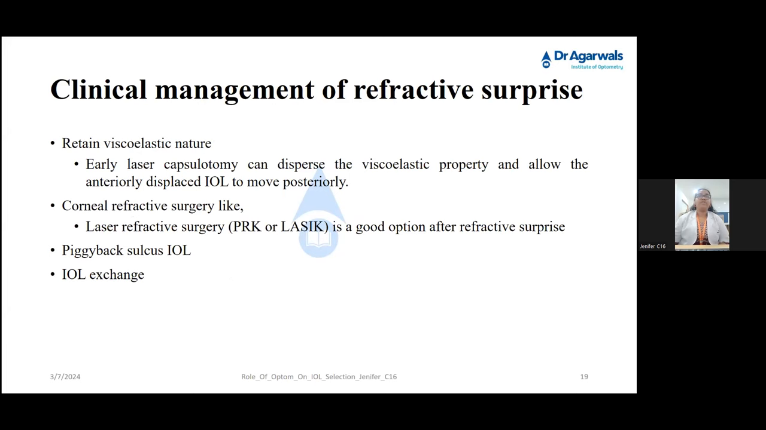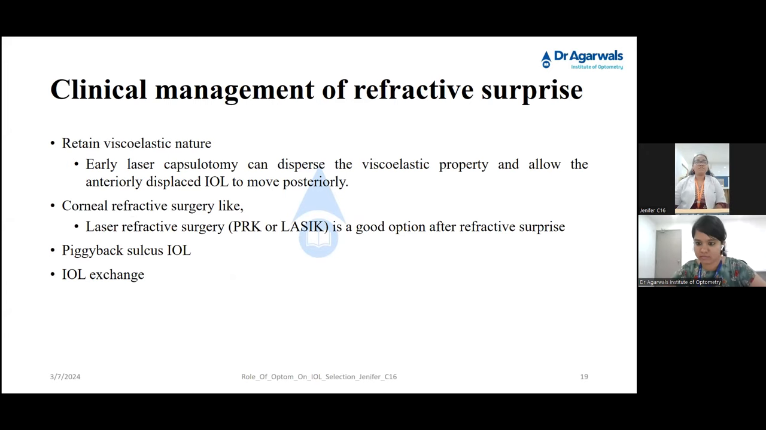Clinical management of refractive surprise. With retained viscoelastic, early laser capsulotomy can dispel the viscoelastic and allow the anteriorly displaced intraocular lens to move posteriorly. Corneal refractive surgery like laser refractive surgery, PRK or LASIK is a good option for refractive surprise. Piggyback sulcus intraocular lens and intraocular lens exchange.